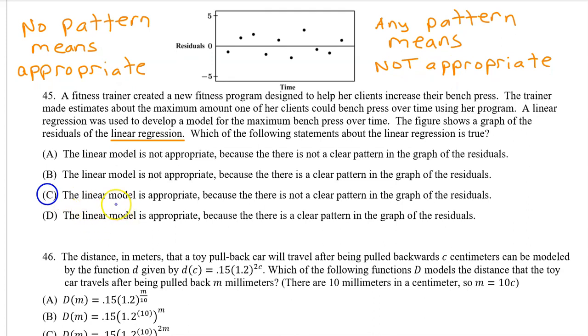So the answer is C. The linear model is appropriate because there is not a clear pattern in the graph of the residuals.